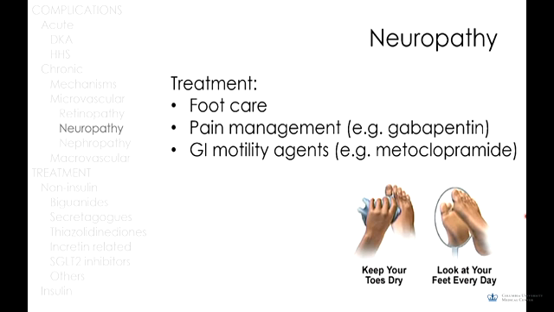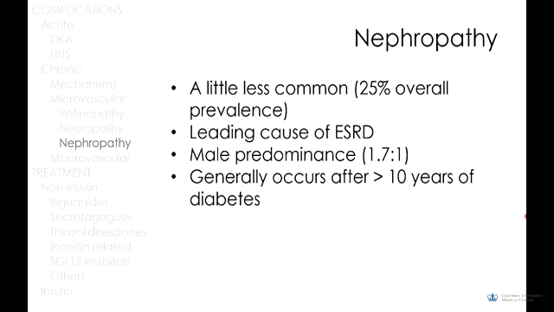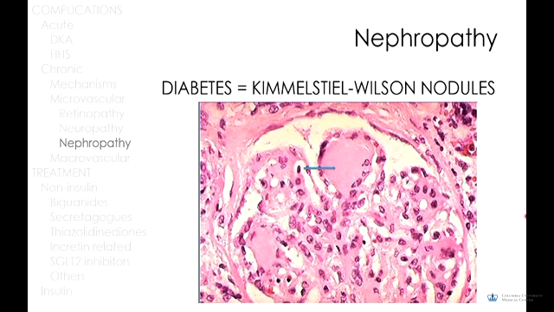The other side of management is symptomatic management, so painkillers and GI motility agents. All right, last complication is nephropathy. This is still less common, but it is the leading cause of end-stage renal disease in the U.S., and this generally occurs after you've had diabetes for a long, long time.